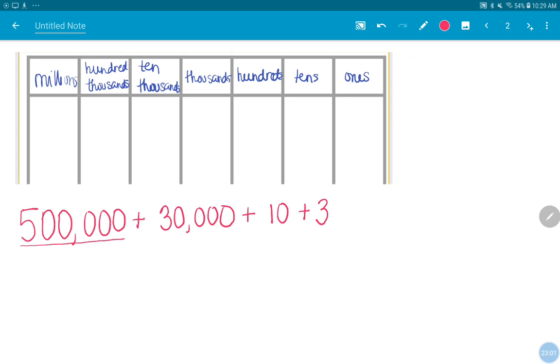100,000. Exactly. I'm going to put a 5 in the 100,000s place value. Where do I put the 30,000 on my place value chart? Where, Amy? 10,000s. I have 3 10,000s. Where does the 10 go on the place value chart, Caden? 10s. I have 1 10. How many ones do I have? 0. Olivia? 3.